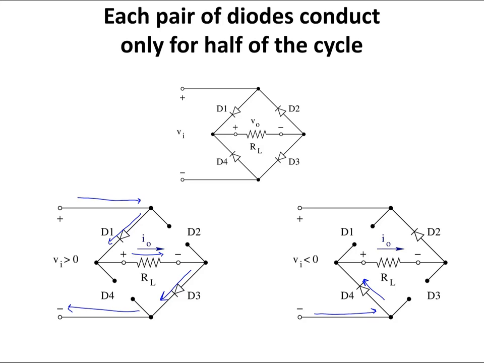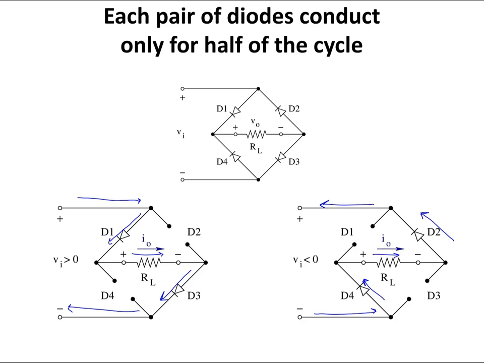And when Vi has a negative value, the current is going to flow in this direction. D4 is on, D1 and D3 are off, and the current is going to flow in this direction. D2 is going to be forward biased, it's going to turn on, and the current is going to complete the path in this direction.